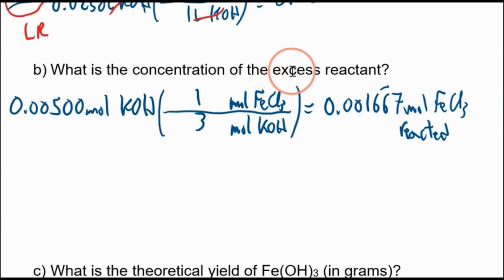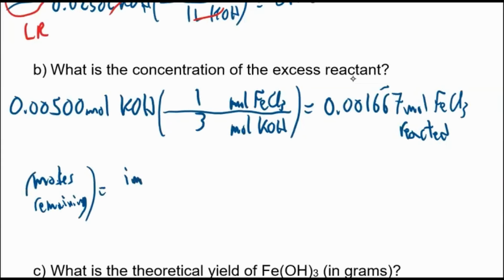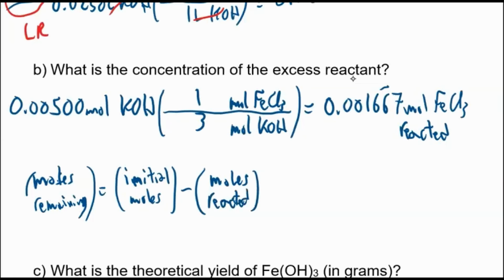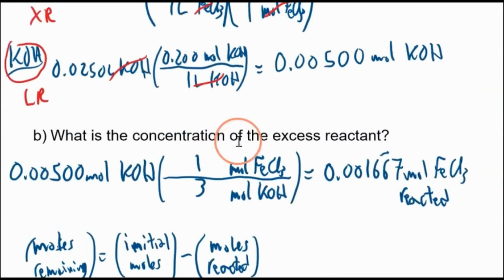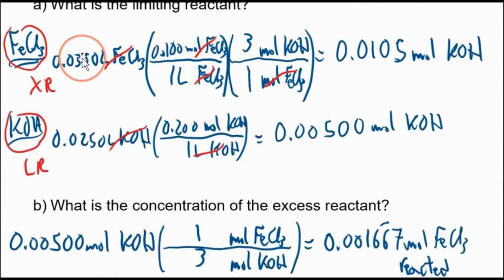If we want to know the concentration of the excess reactant, we need to know how many moles of it there are in our solution. So the moles remaining equals our initial moles minus the moles reacted, the number of moles that reacted. Okay, so how many moles did we start off with? No idea, but we can figure it out.